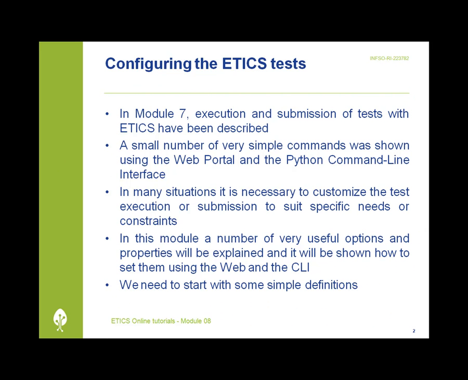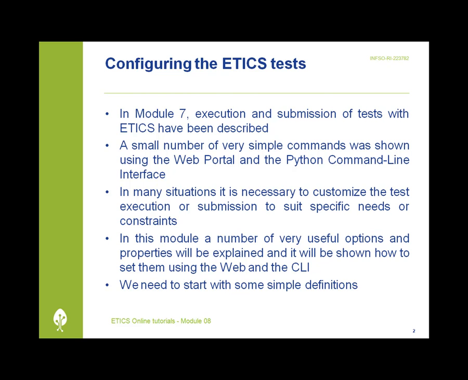In the previous Module 7, we have seen how to execute or submit tests with ETICS using a small number of very simple commands with the web portal and the Python command line interface. However, in many situations, it is necessary to customize the test execution or submission to address specific needs or constraints. In this module, a number of useful options and properties will be explained, and it will be shown how to set them using the web and the command line interface.